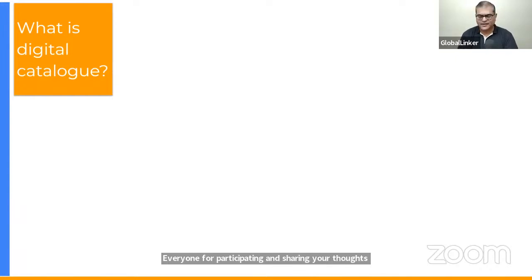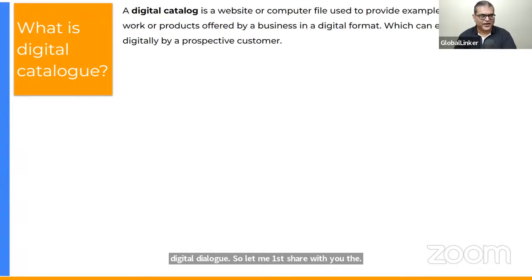Now let me share with you what is a digital catalog. Let me first share the textbook description. A digital catalog is a computer file used to provide examples of a person's works or products offered by a business in a digital format, which can be easily accessed digitally by a prospective customer. So that is the textbook definition of digital catalog.